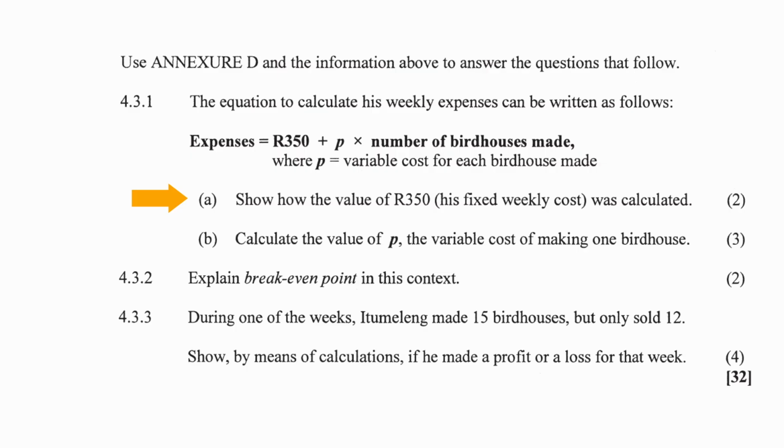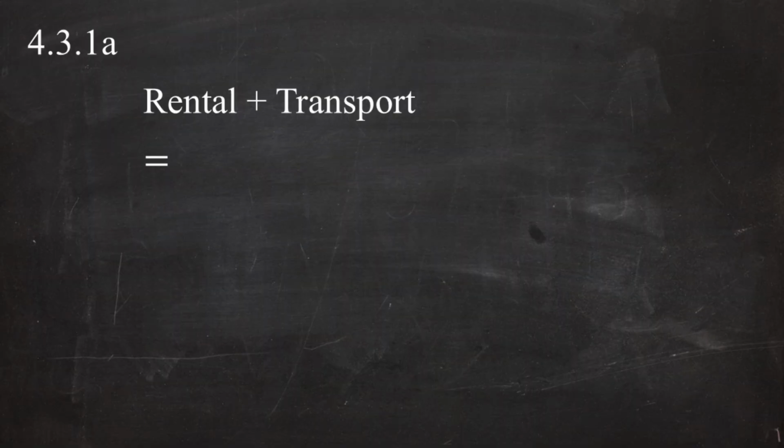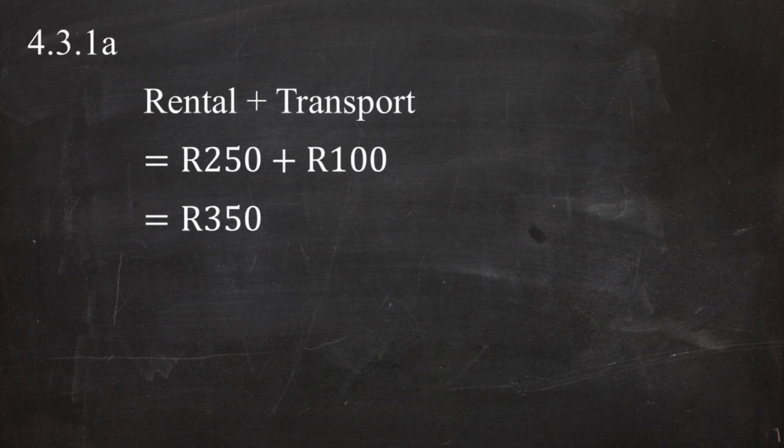Now, for Itumeleng's birdhouse business, the fixed weekly expenses are the rental of the stall at the flea market of 250 per week, and the transport cost of 100 Rand per week. So the total fixed weekly cost will be 250 Rand for the stall rental plus 100 Rand for the transport, and this equals a total fixed weekly cost of 350 Rand.